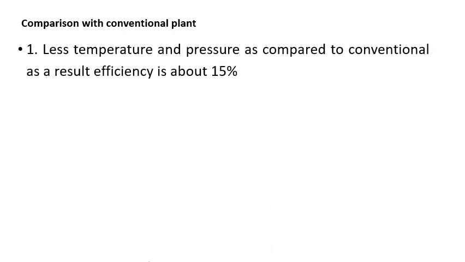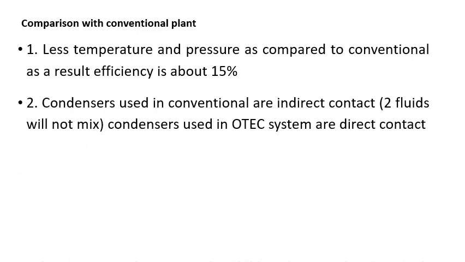Let us see the comparison with the conventional plant. Less temperature and pressure as compared to conventional. As a result, the efficiency is about 15%. The condensers used in the conventional plant are indirect contact. What is direct contact? Direct contact means the two fluids are mixing with each other, like a deaerator, right?